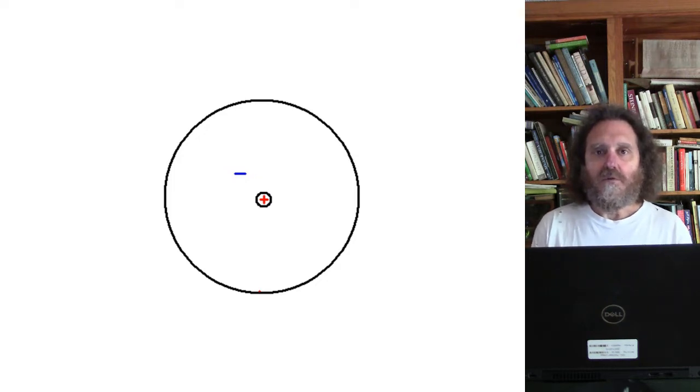So neutral atoms, normal atoms, have the same number of protons and electrons. So for instance, a carbon atom has 6 protons in its nucleus and then 6 electrons surrounding the nucleus. 6 minus 6 is, again, 0. So a neutral atom always has 0 net electric charge.